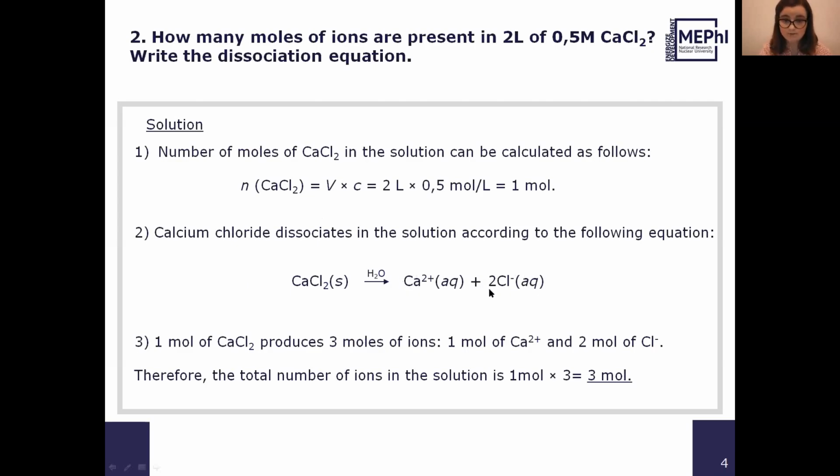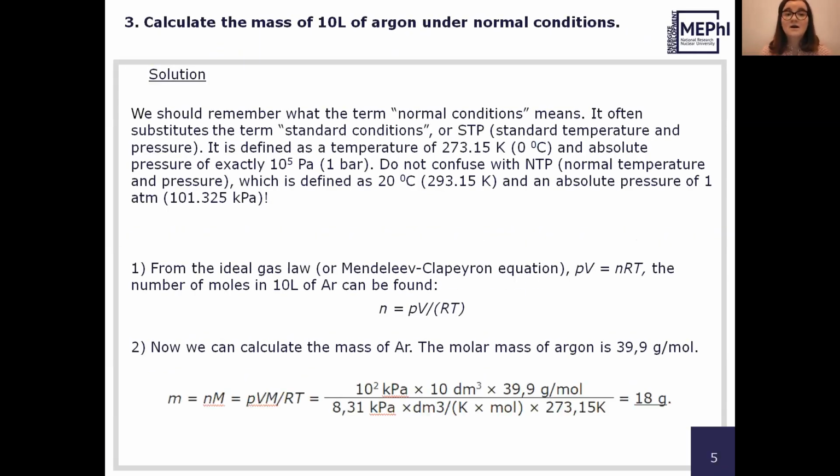Now we have to decide how many ions will be produced when calcium chloride dissociates in water. Here is the dissociation equation. 1 mole of calcium chloride produces 1 mole of calcium 2+ ions and 2 moles of chloride ions. That makes 3 moles of ions from 1 mole of calcium chloride. Therefore, we multiply the number of moles of calcium chloride by 3, and we get 3 moles of ions in this solution. So that was pretty simple. Let's go to the next one.